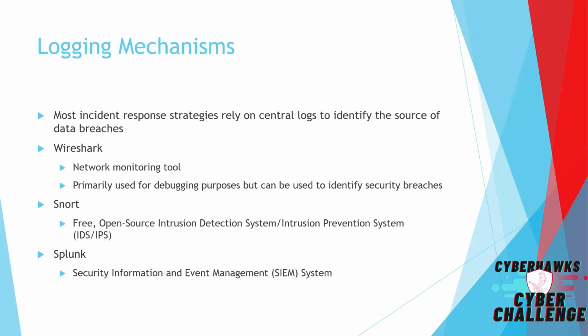Generally speaking, most incident response strategies will rely on having some form of central logging service to identify the source of different data breaches. Today we're going to go over 3 different tools. They're going to have varying degrees of complexity, and the most basic of those is going to be Wireshark. That's a network monitoring tool, and it was primarily built and used for debugging purposes. Because it logs most of the activity that comes in and out of your network, you can use it as a very rudimentary tool to identify different security breaches.